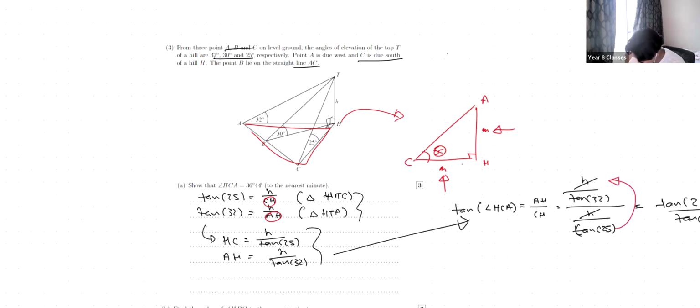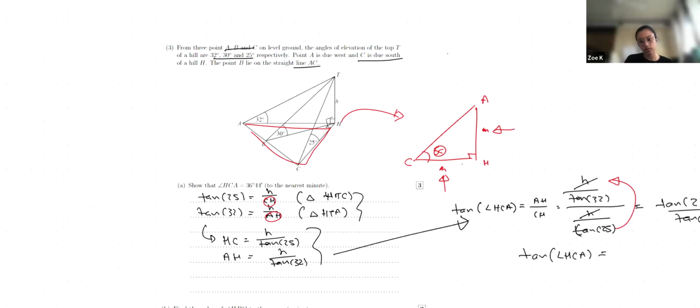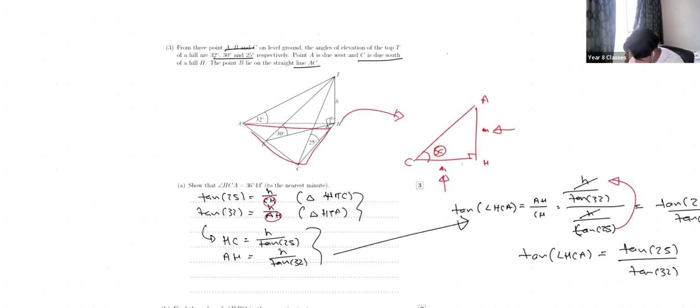So what did you get tan HCA to be? Tan 25 over tan 32? Yep. Actually, I wouldn't simplify it yet, because then it'll be less precise. So now what do you get for angle HCA? 36 degrees 44 minutes. Yeah, correct. Yep, and this gives 36 degrees, 44 minutes.